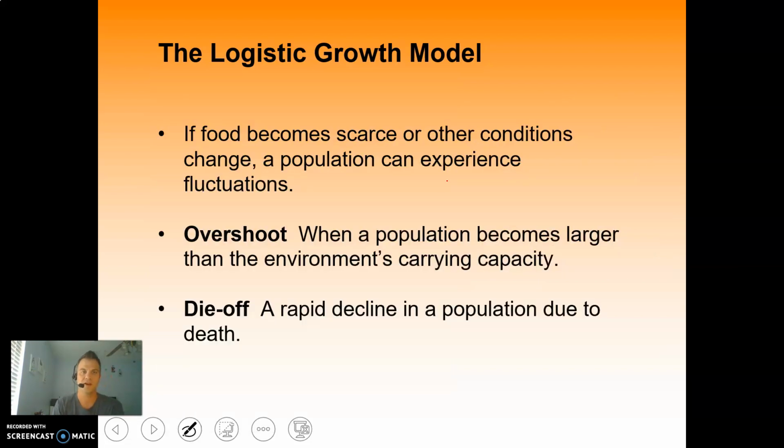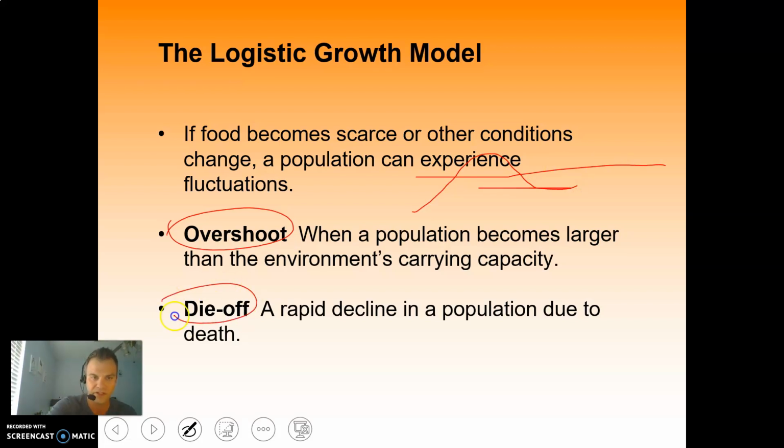All right. So the logistic growth model, if food becomes scarce or other conditions change, a population can experience fluctuations in the logistic growth model. It doesn't ever just fit that perfect S shape. We will overshoot. All right. So if a population becomes larger than the environment's carrying capacity, if it goes over that K line, you're going to see an overshoot and a little bit of a die-off, which is a rapid decline in population due to death.